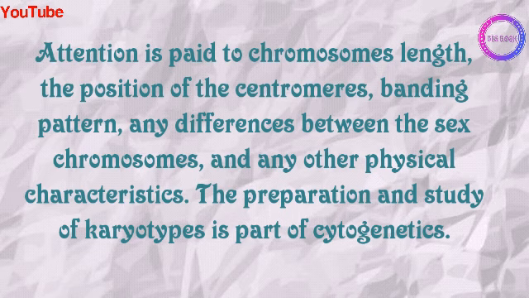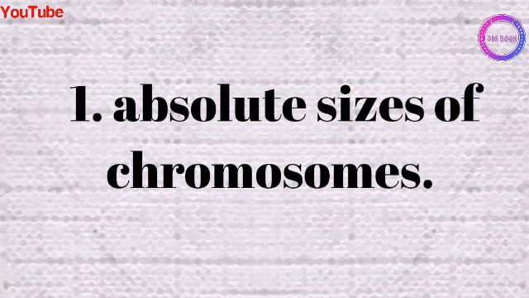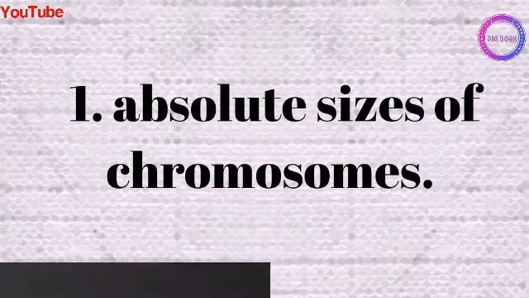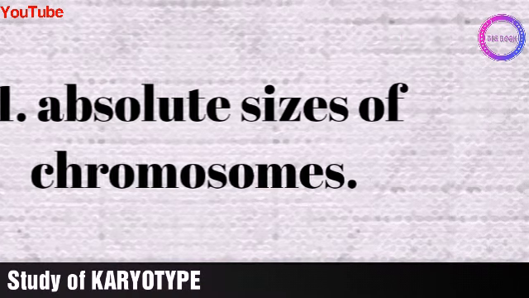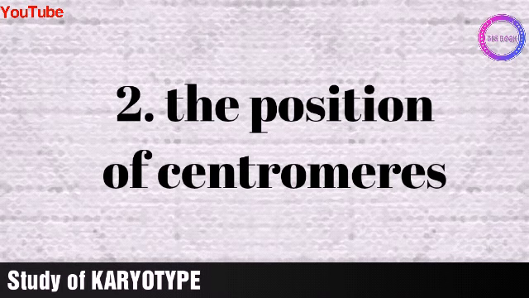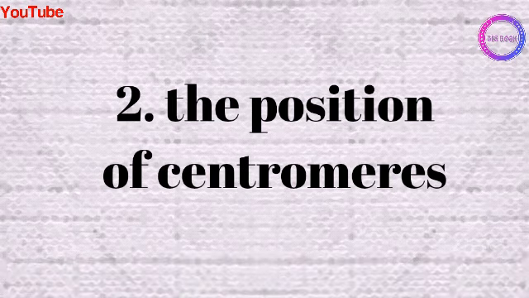Next, the first point in the karyotype is the absolute size of the chromosomes. This is a very important point. The next slide says the position of centromeres. The position of centromeres is also going to play a major role in the arrangement of the karyotype in a standard manner.